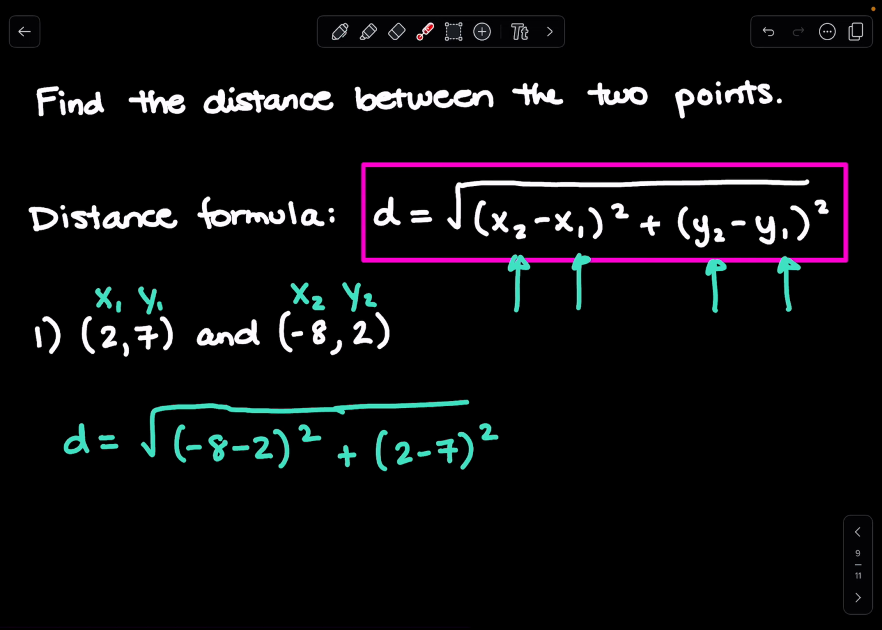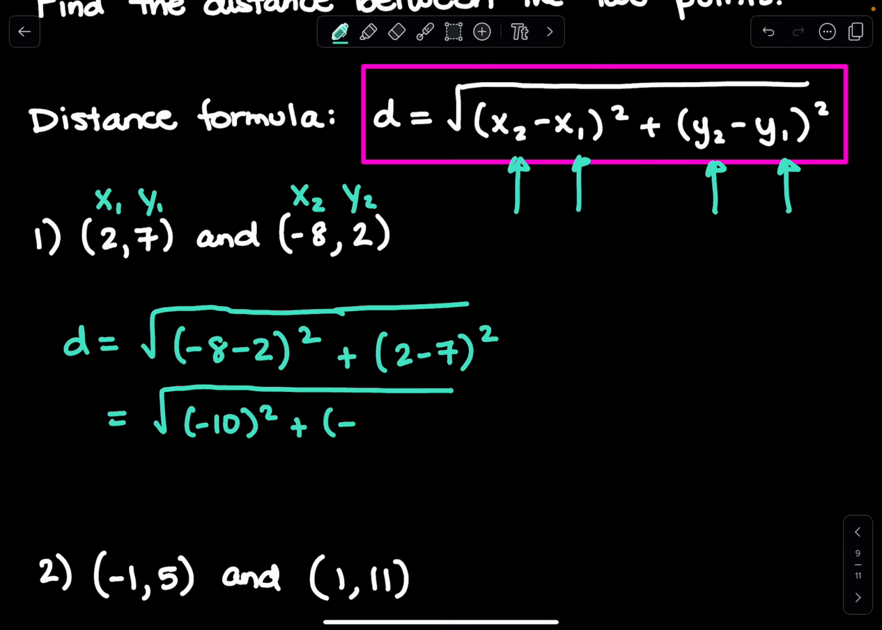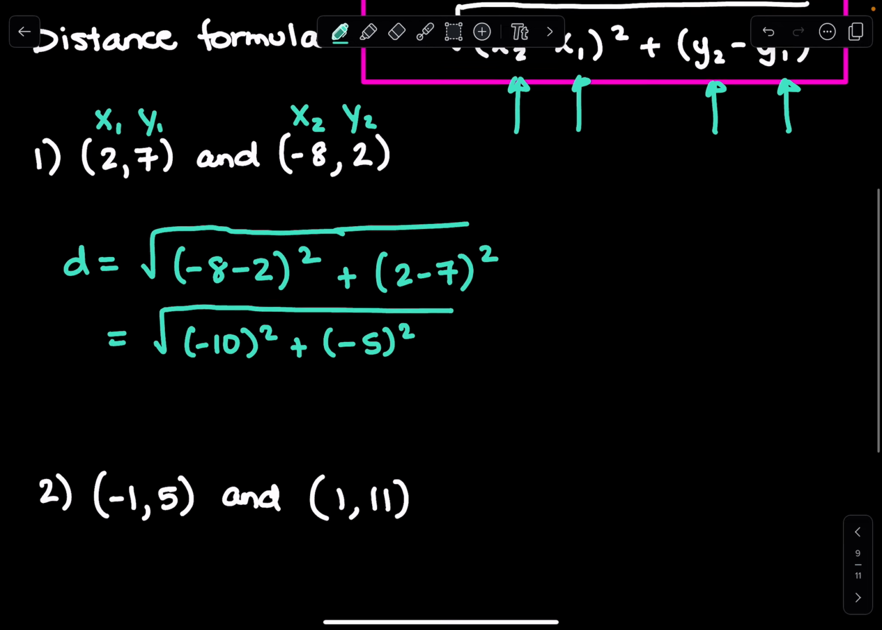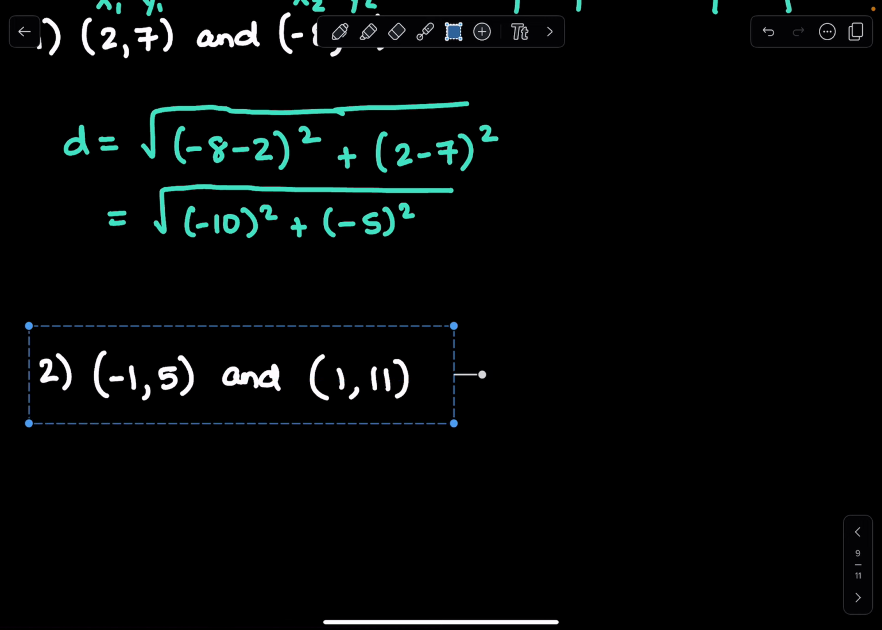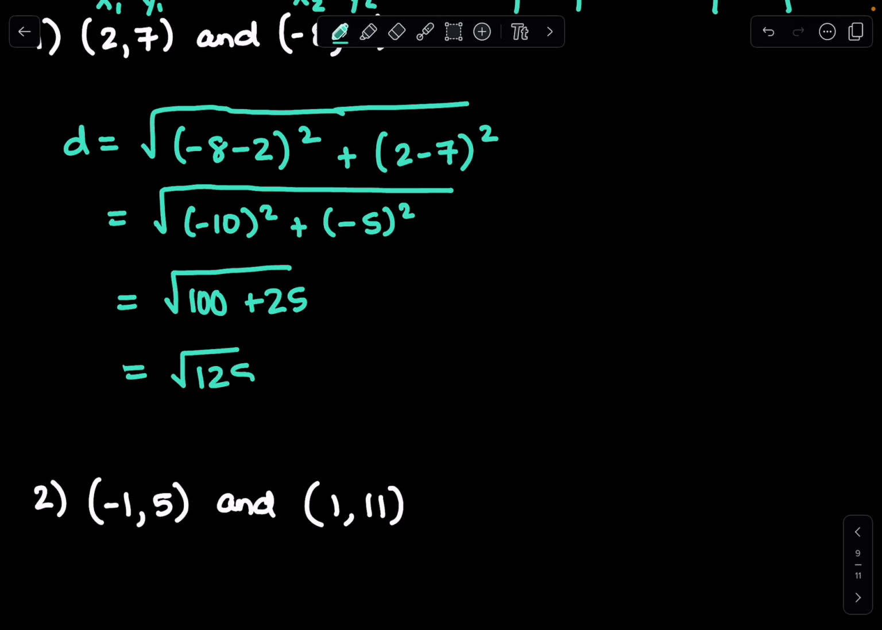Now I'm going to want to do the inside of these first. So let's think about what negative 8 minus 2 is. I think that's negative 10. Negative 10 squared plus 2 minus 7 is negative 5, negative 5 squared. Now, we know when we square something, squaring things just makes everything positive. So even though these are both negative, they're going to flip. 10 squared is 100 plus 25 is the square root of 125.